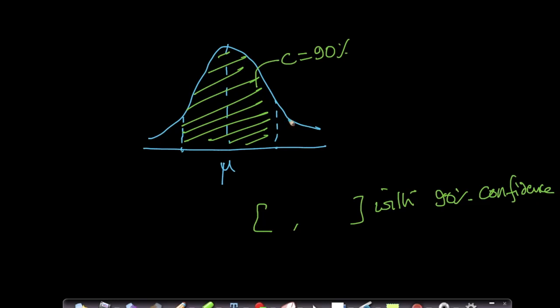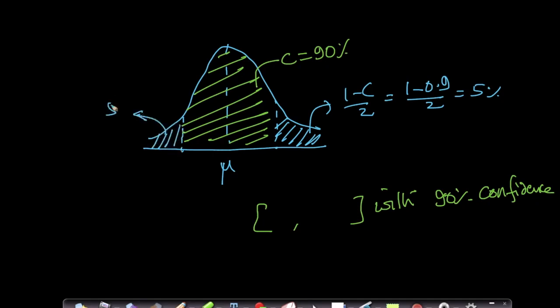So what should this value be? Let me just highlight this. It is (1 minus C) by 2, which is (1 minus 0.9) by 2, which is 5%. Similarly, this region also should be 5%, right? Now you ask, what are these two values? Okay, let's call these values x dash and x double dash. You have to ask yourself, what are these two values such that in between them there are 90% of the observations?